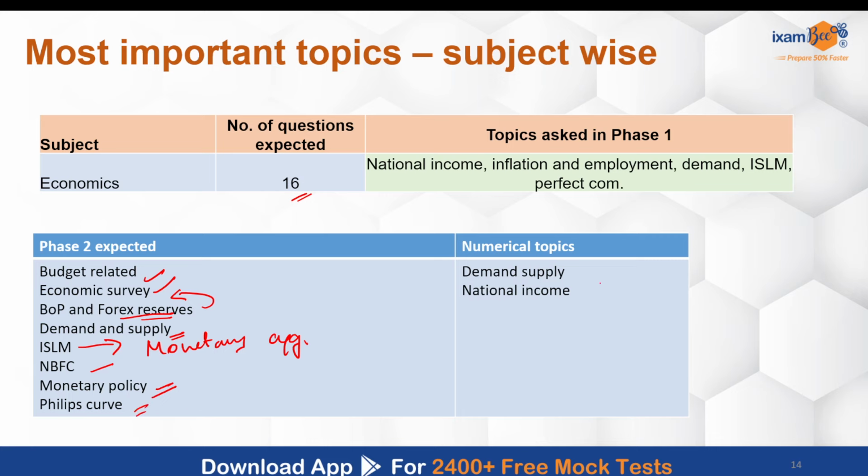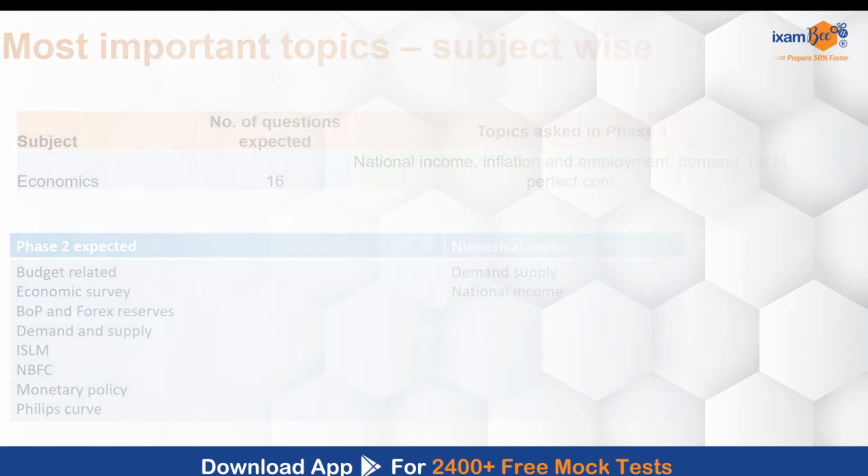Numericals, as I said, finance and economics together could have 2 to 3 numericals come in. Here it will be about either calculating the equilibrium price or quantity based on demand and supply equations, and even national income based on the national income expenditure method, which is the most common one asked in the form of numericals. So that is again something that you can practice. Right, so these are the major important topics.